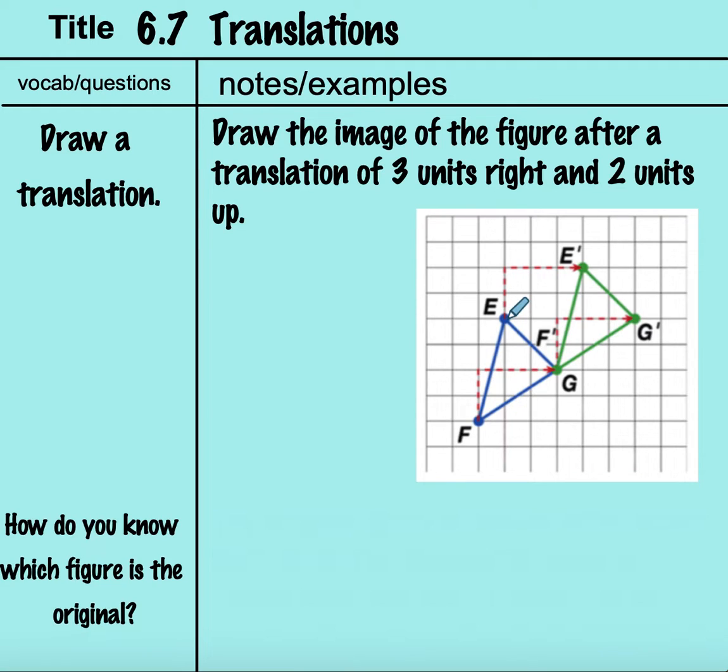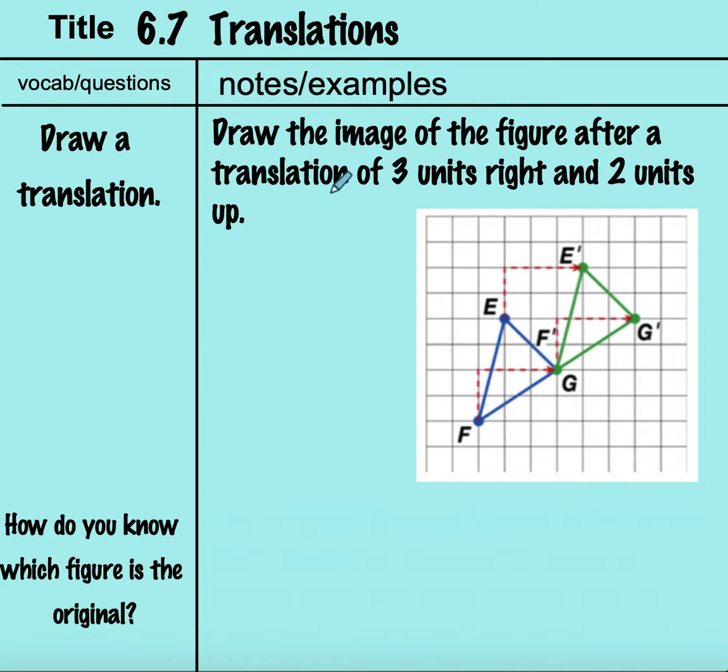So if I look at the vertices of the blue triangle, they're labeled E, F, and G. If I look at the coordinates of the green triangle, it's the same letters, but there's an apostrophe next to them. The way we pronounce that is with the word prime. So we would call this E prime, F prime, and G prime. And what that prime tells us is that it's the new point after the translation. So based on what we're seeing on the coordinates, this blue triangle is our original one. This green triangle is our image.